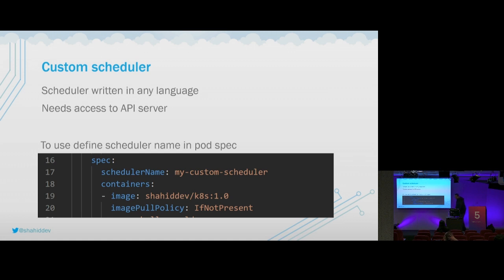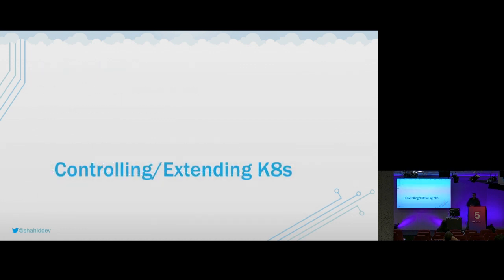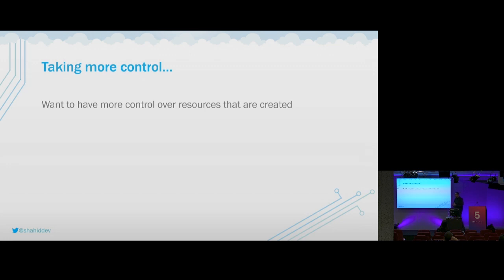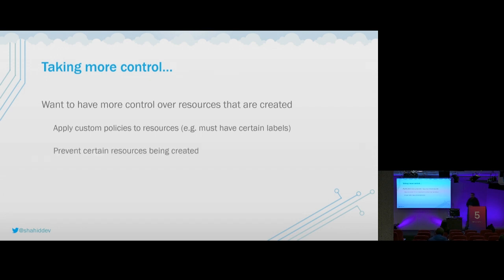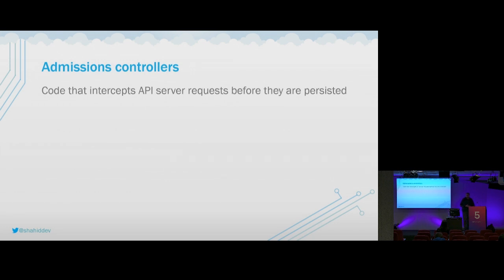OK, so that's around pod placements. Let's move on to taking a little bit more control. What if I want to have control of the resources I'm deploying? Maybe I want to apply some custom policies, saying that when you deploy things, you must have certain labels. You must not use certain resources. And maybe I want to inject some additional logic when I do a deployment. This is where you can start using things like admission controllers.